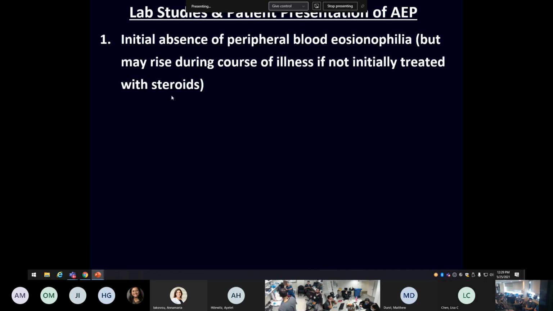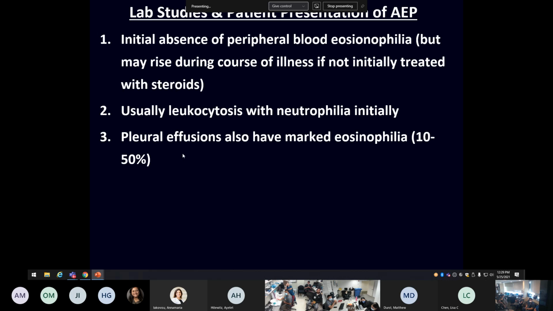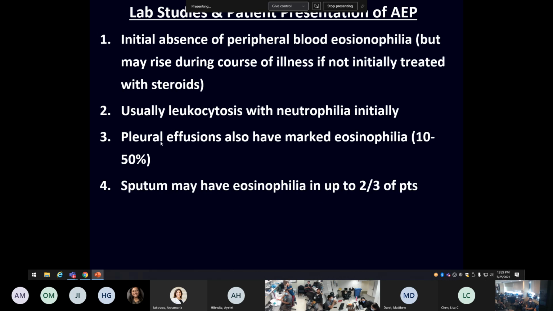Lab studies, we talked about initial absence of peripheral blood eosinophilia, which may arise during the course of illness, though. So if you do serial BALs and serial peripheral smears in somebody who's got acute eosinophilic pneumonia that did not get started on steroids, you'll notice that the eosinophil count will start to rise over time if they're not treated with steroids. Initially, just leukocytosis with neutrophilia. And the pleural effusions themselves also have a marked eosinophilia.